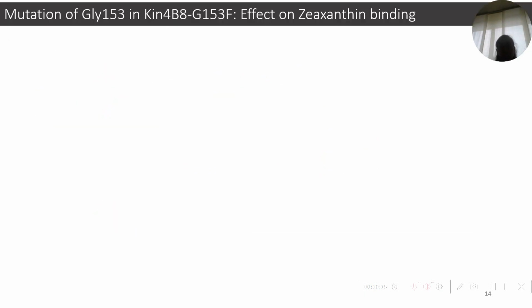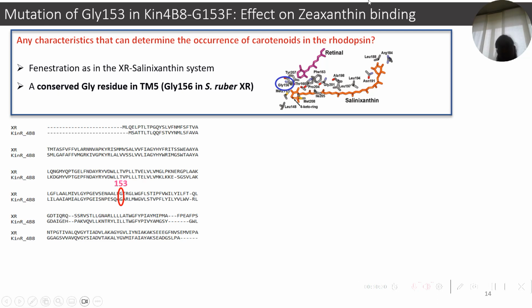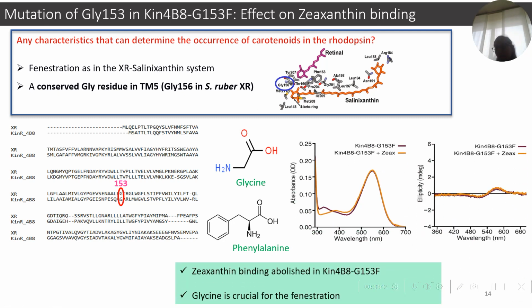So as I already mentioned, it was proposed that this glycine is very important for binding a carotene in a rhodopsin. So for that purpose, we tested the importance of these glycine residues also in our case. And so what we did is that we mutated this glycine with a bulkier amino acid residue, a phenylalanine. And then when we test the binding here, we see that in absorption and CD spectra, the binding is abolished. So that again tells that glycine is very, very important for the binding of the carotene in this Kinneret 4B8 as well.